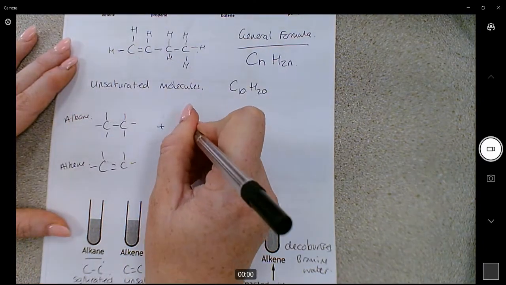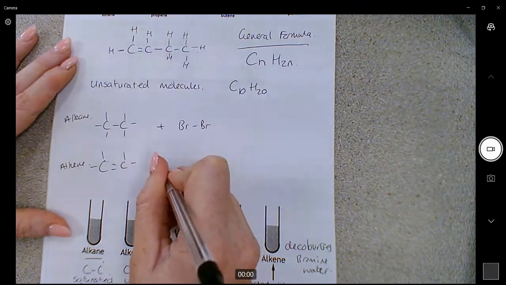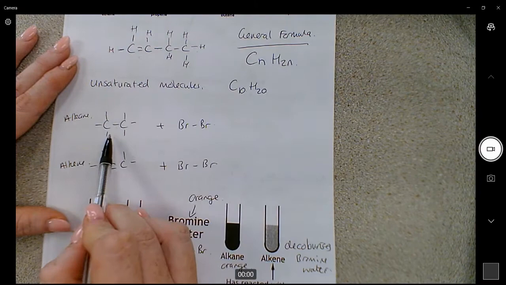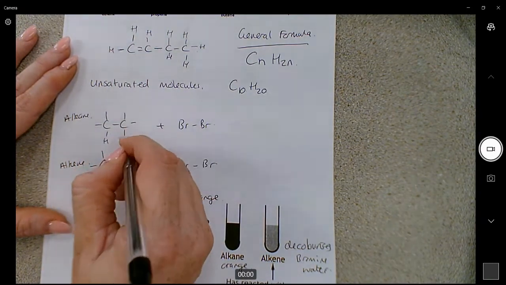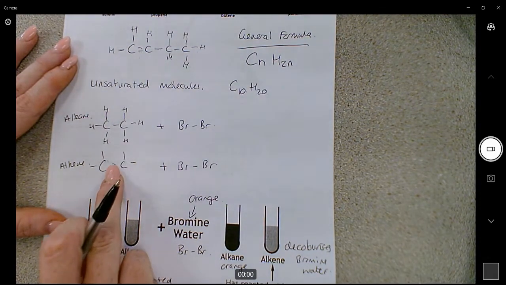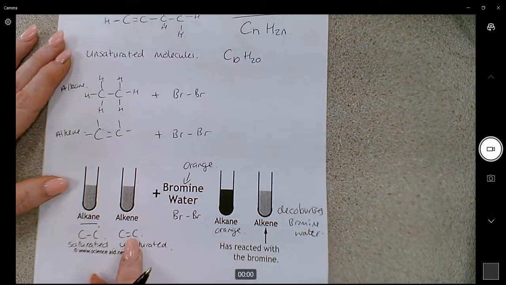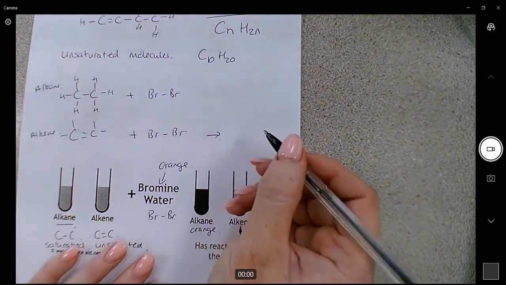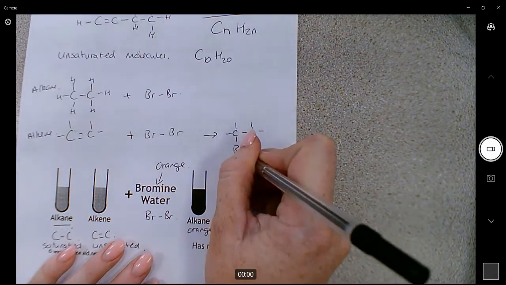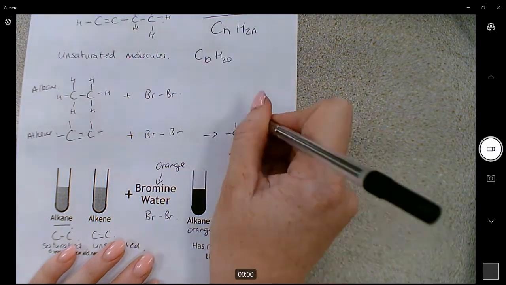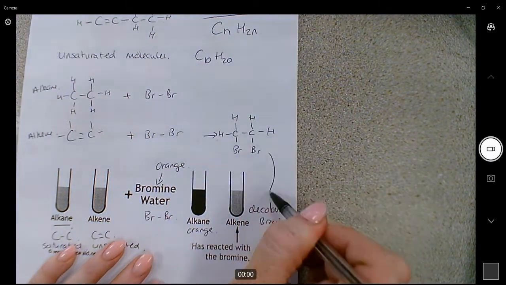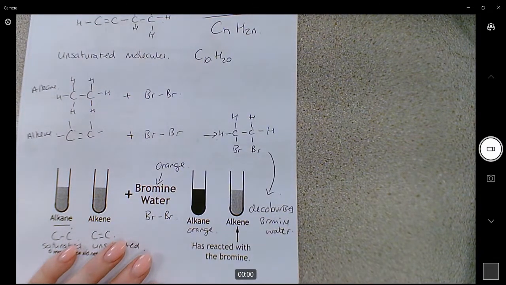and I react that with bromine. Can you see how it's going to be very difficult for that bromine to join on to this molecule here because of the single carbon-to-carbon bond? But this one here has a double bond. It is what we call unsaturated. So it can undergo an addition reaction by breaking that double bond. And the bromine then adds onto the alkene. And as a result of that, we get a decolorizing of the bromine water.